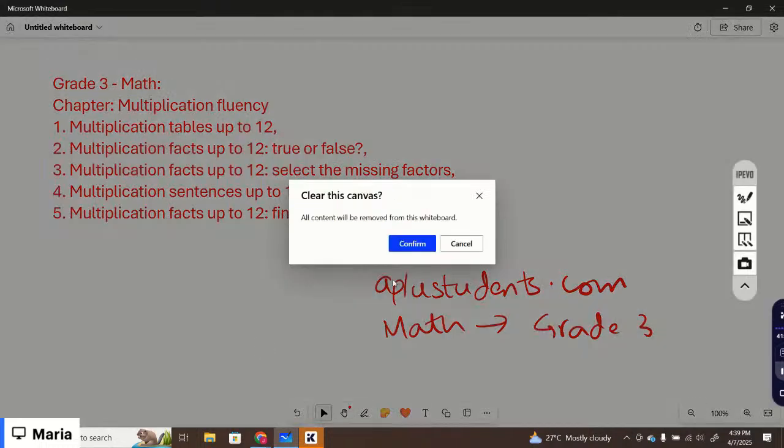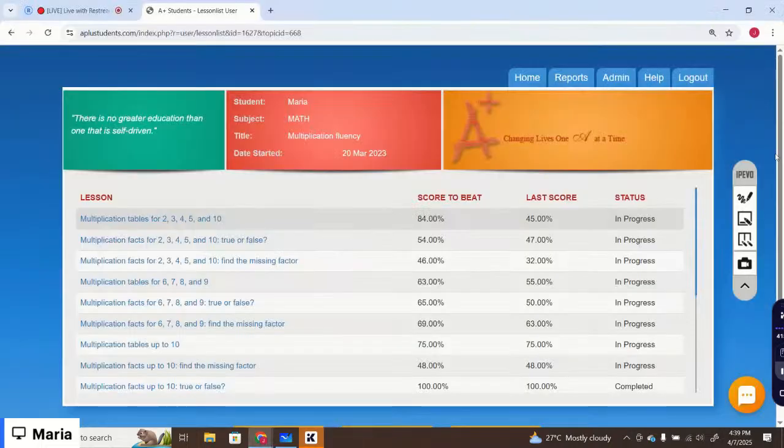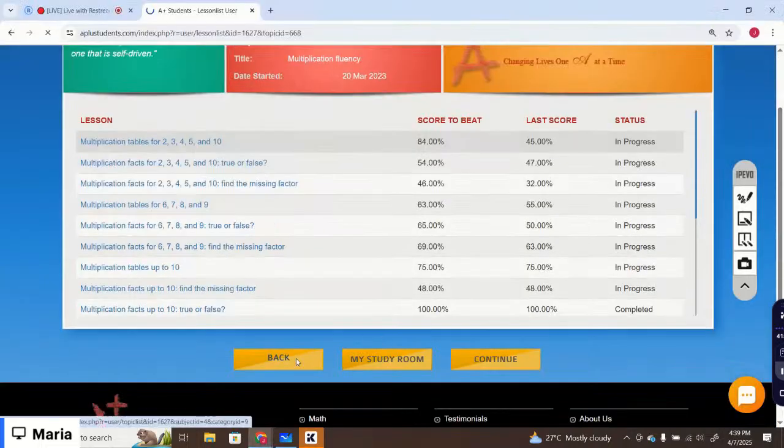So please make sure before the next session you complete all the practice questions for the lessons we just did. That is your homework until the next session.